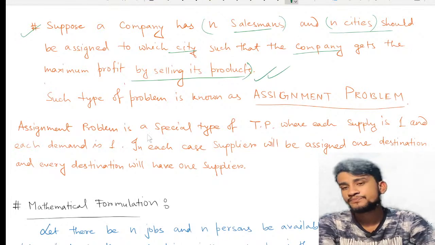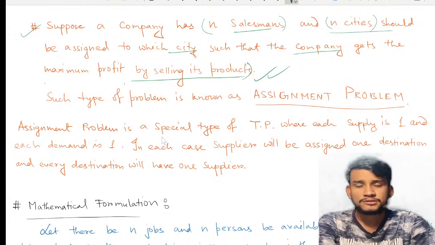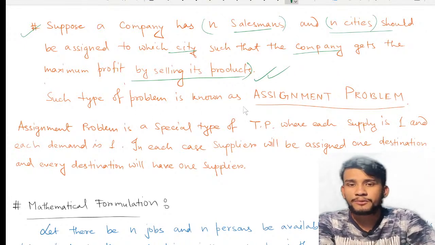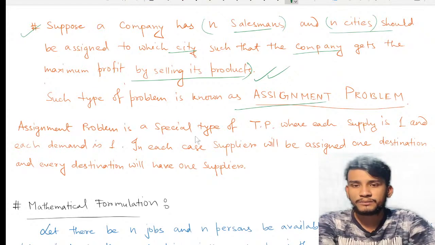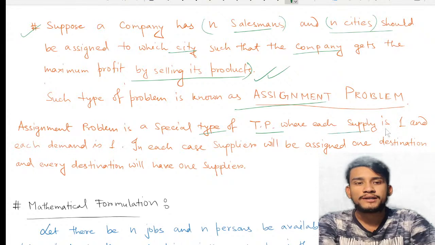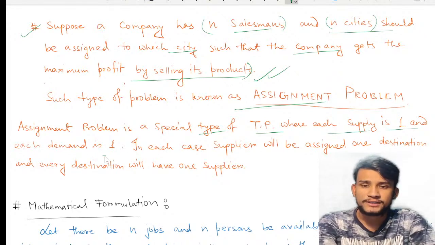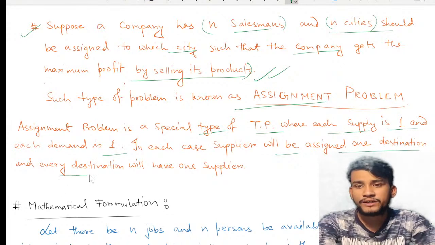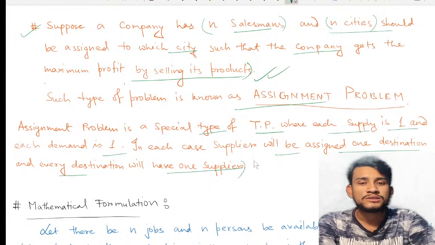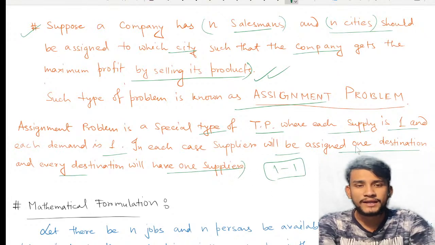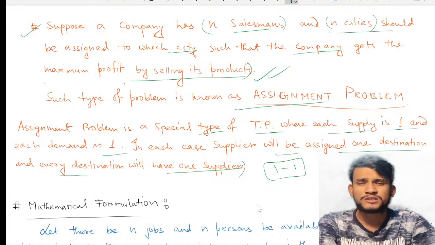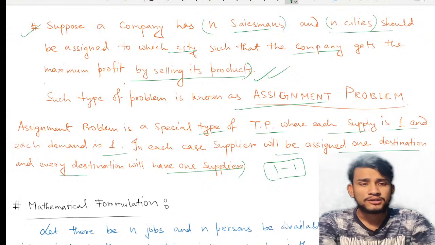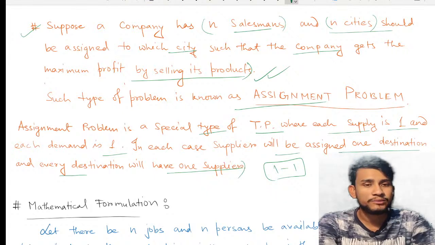This is the main thing in the assignment problem. Such a type of problem is known as an assignment problem. The assignment problem is a special type of transportation problem where each supply is one and each demand is one. Each supplier will be assigned one destination only, and every destination will have one supplier only. So this is basically a one-to-one correspondence between the supplier and the destination. In the transportation problem there are various destinations and various suppliers, but in the assignment problem there is a one-to-one connection between the destination and the supplier.